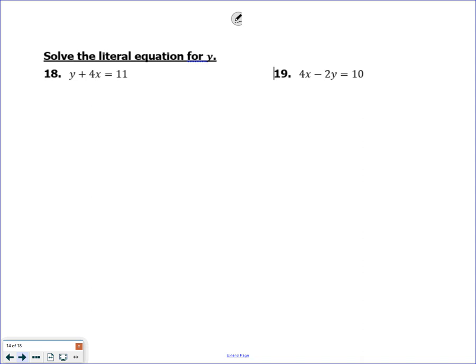Literal equations. Literal equations basically means I am solving for a particular variable in the equation, but I'm not solving it in the sense that x equals 5 or x equals negative 3, something like that. I'm solving it and I'm keeping the rest of the equation. So I'm subtracting 4x from both sides so that y is equal to negative 4x plus 11.